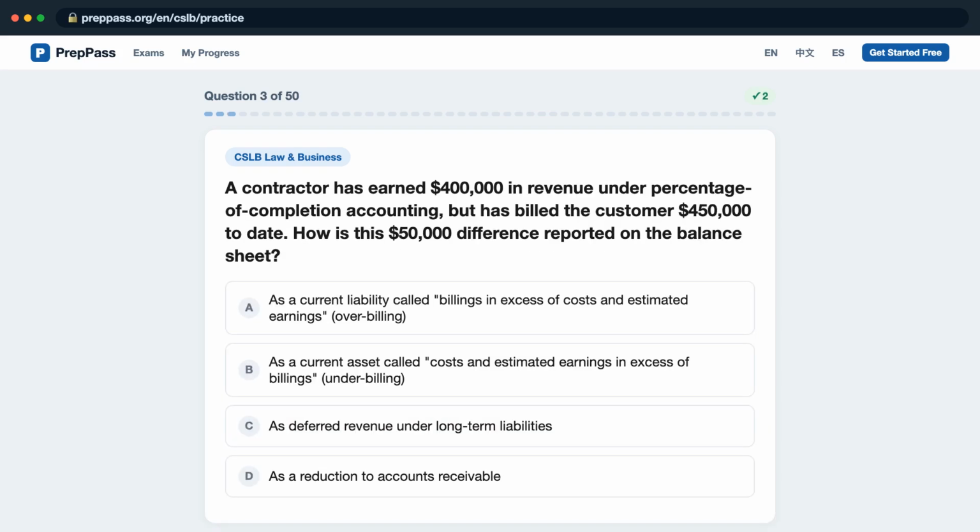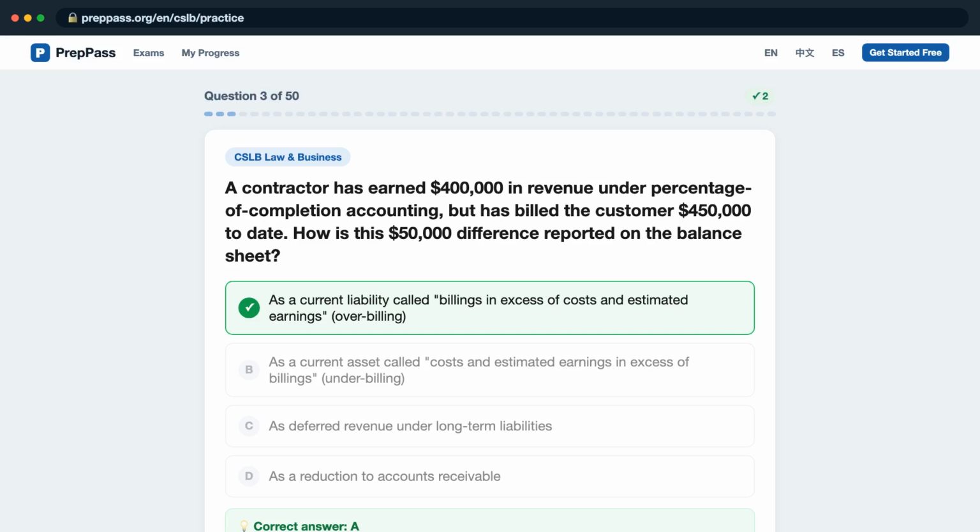Question 3. A contractor has earned $400,000 in revenue under percentage of completion accounting, but has billed the customer $450,000 to date. How is this $50,000 difference reported on the balance sheet? Is it A, as a current liability called billings in excess of costs and estimated earnings, overbilling? B, as a current asset called costs and estimated earnings in excess of billings, underbilling? C, as deferred revenue under long-term liabilities? D, as a reduction to accounts receivable?